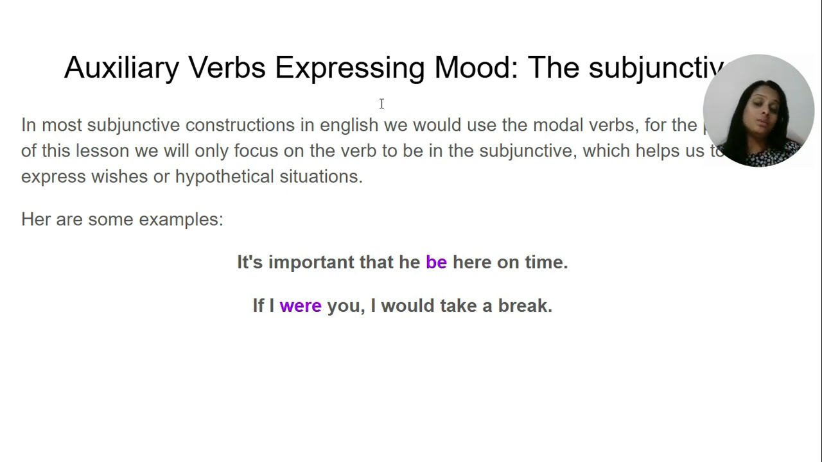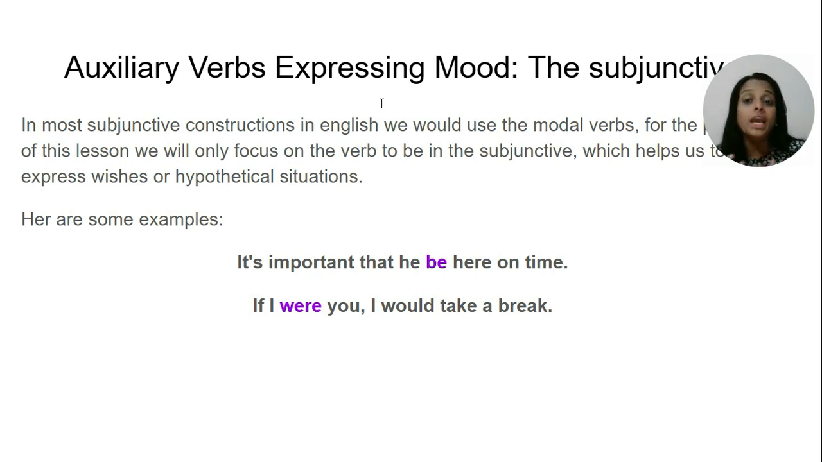So this is where the subjunctive mood can feel a little tricky, because it's not about reality. It's about imagining or wishing for something. So tell me, how would you finish the sentence? If I were a superhero, I would... Try to finish the sentence and drop it in your comments.